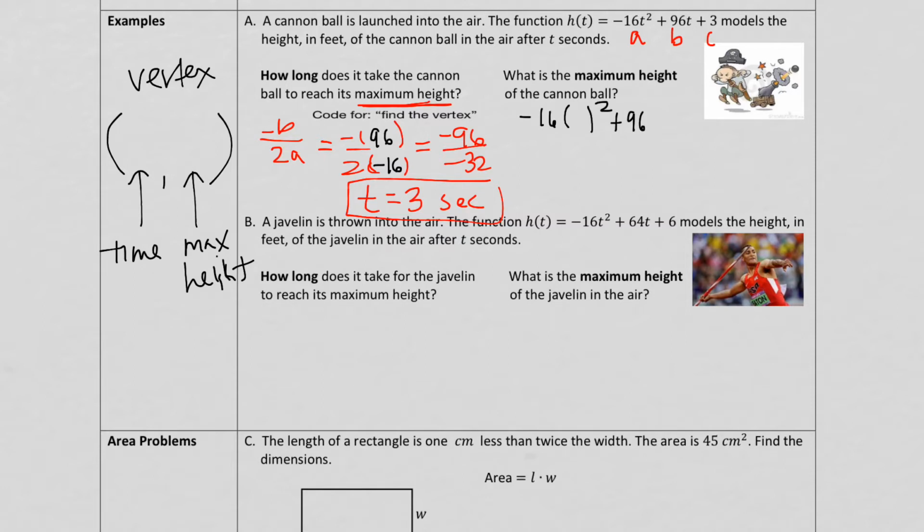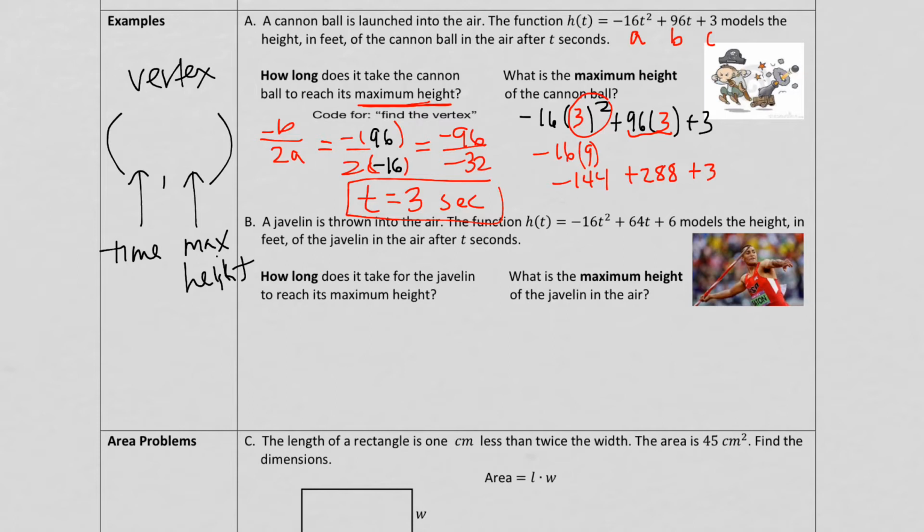To do that, I'm going to take my original function, negative 16t squared plus 96t plus 3. I'm taking the original problem and inputting what I just found for time, which is 3, into my original function. With a calculator, I'll work this all out. Whatever comes out will be my max height. So let's go ahead and start. 3 squared is 9, times negative 16 is negative 144. Then 96 times 3 is going to be positive 288, and then plus 3 more.